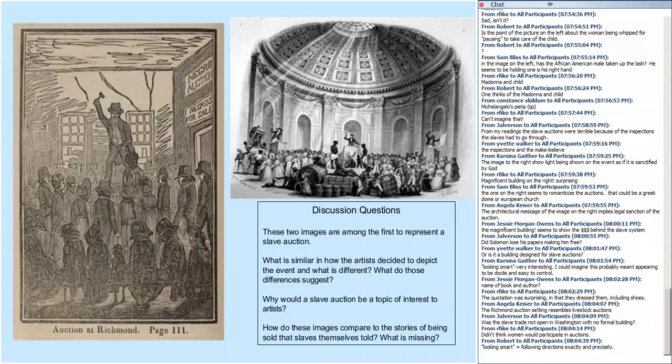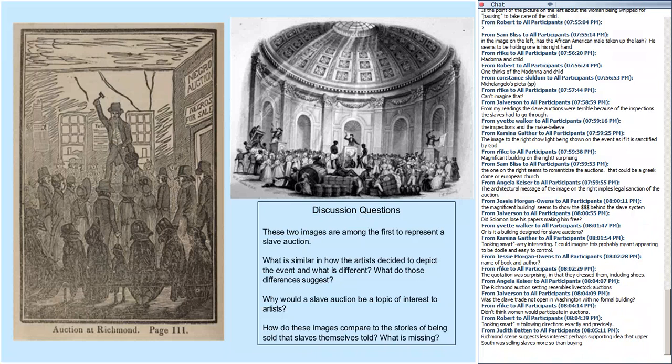What are some other things about the auction that are not depicted that you think would have been part of the event? While the participants are thinking about that, someone notes here that women are participating in the slave auction, and that seemed odd. Was that odd? Were these social events, too, that would bring out people who might not necessarily be in the market for a slave? A very good question.